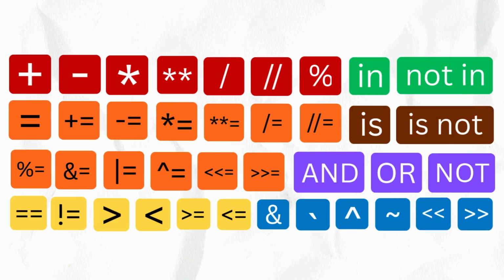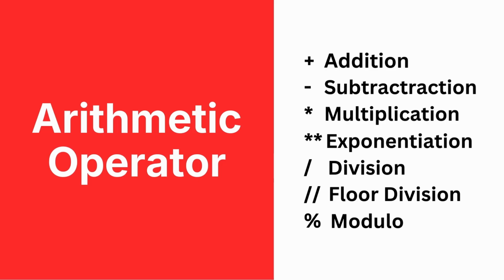How you can use all 38 Python operators. Arithmetic operators are for simple math calculation on numbers, including addition, subtraction, multiplication, division, floor division, modulus, and exponentiation.